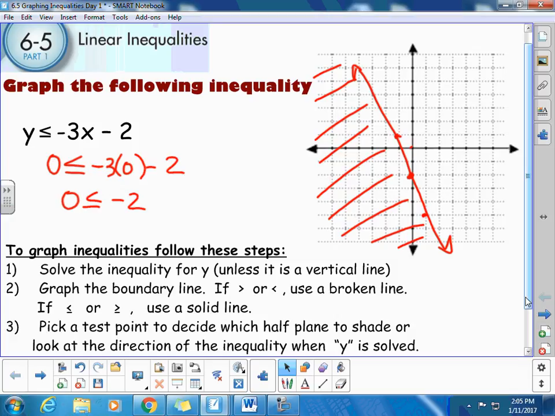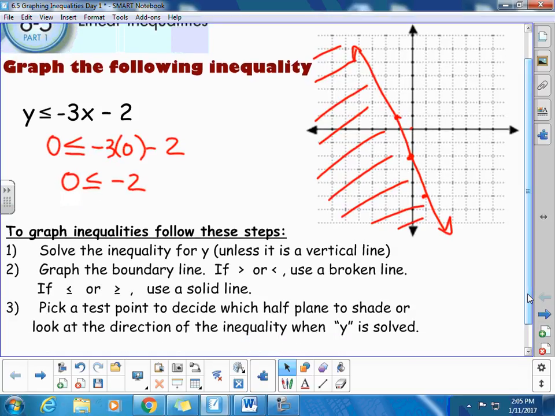Another way you can think of it is, when you solve for y, if it's y is less than, I shade under the graph. So this is y is less than, this is under. If you think of this as the roof of my house, it would be under the roof. So less than or equal is under. If it's greater than or equal, I shade above the line. So this would be the graph of that inequality.